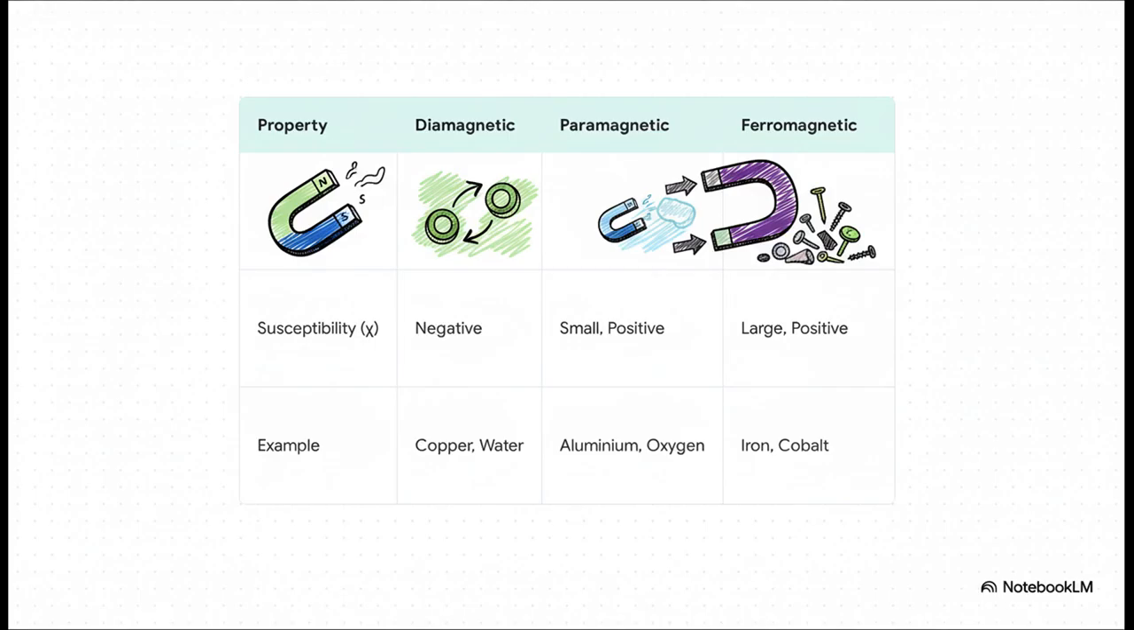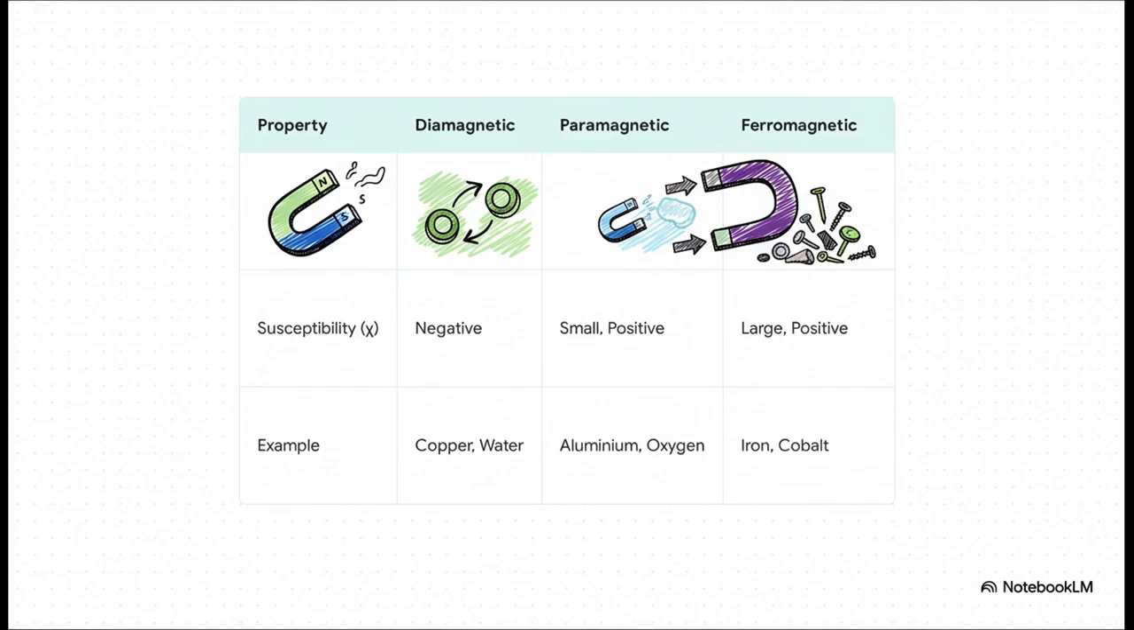This table is so important for your board exams. I can almost guarantee a question on this will come. So, we have 3 types. First, diamagnetic. Just think, dia means opposite. These materials are weakly repelled by magnets. Their susceptibility, which is just a number that tells us how magnetic they can get, is small and negative. Think of copper or water.